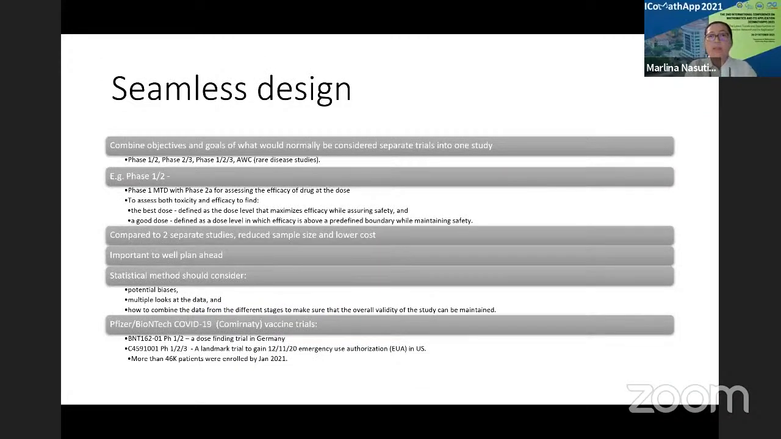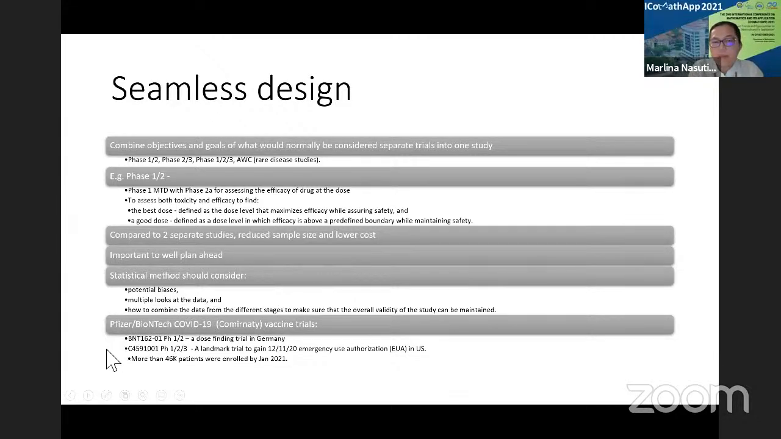And there is another design, seamless, which basically combines phases, phase 1, 2, or 2, 3, 1, 2, 3, and so on. And again, this seamless design, because of the combining, has layers of challenges or considerations that need to be thought through thoroughly. That includes planning well ahead so that you can combine without any interruption, and the statistical method that needs to be considered, which may need to include multiple looks in other cases, like doing interim analysis on the data, and also considering how we can combine the data from different stages.